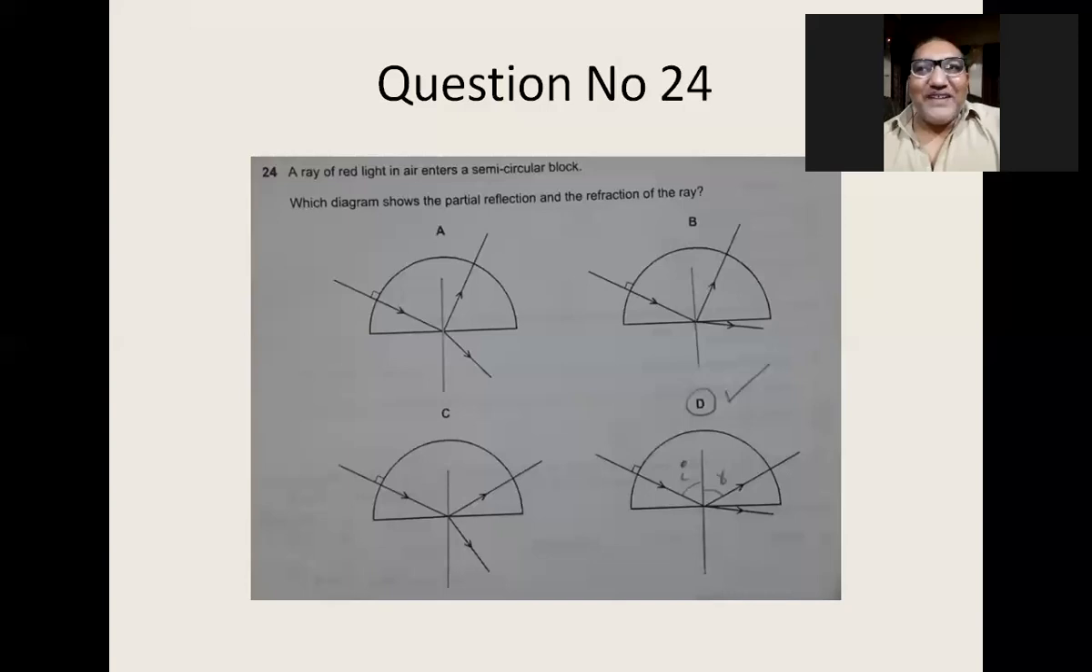I hope that I'm able to make you understand the concept, how you rejected A, B, and C, and how we know that D is the right option. So D is the right option, sir.